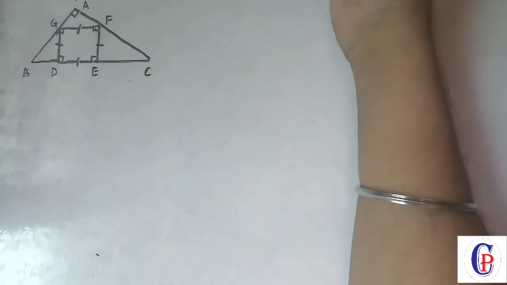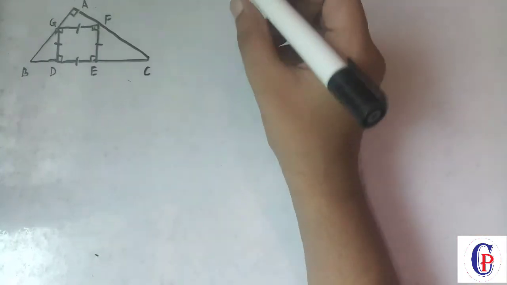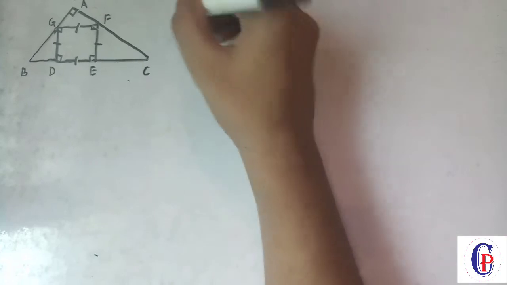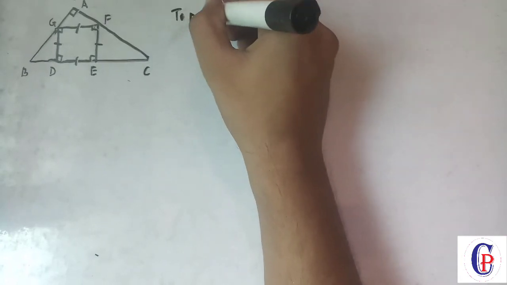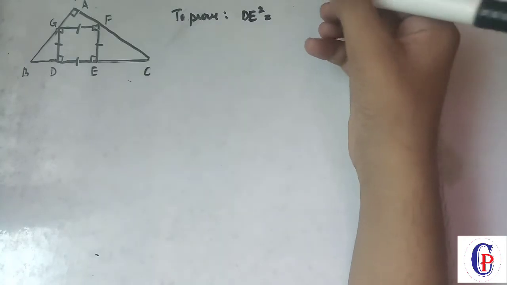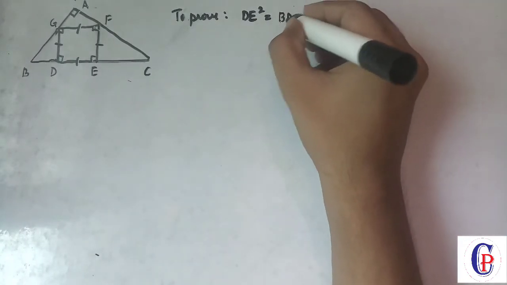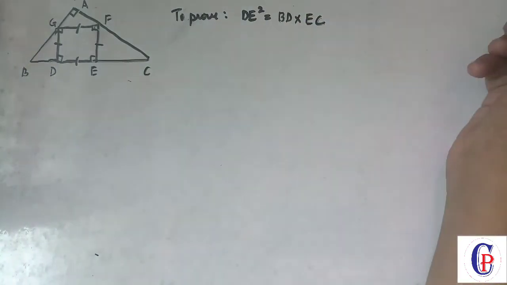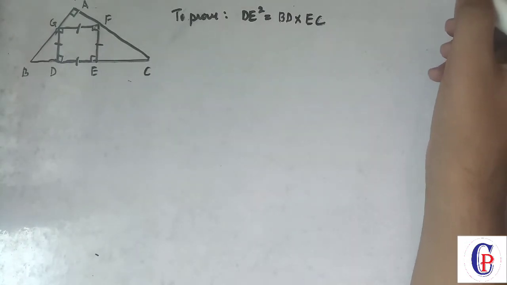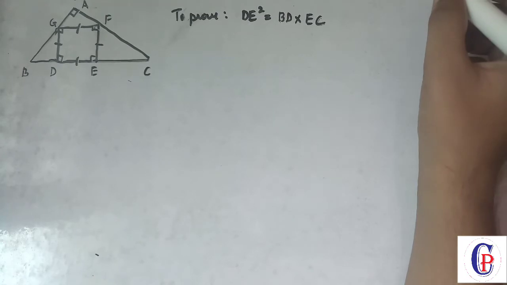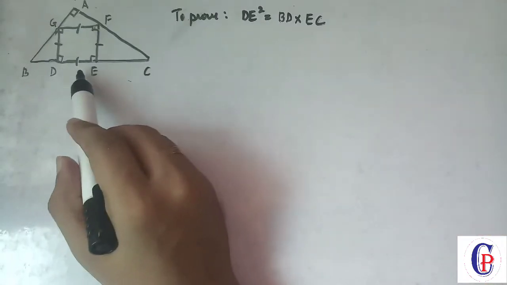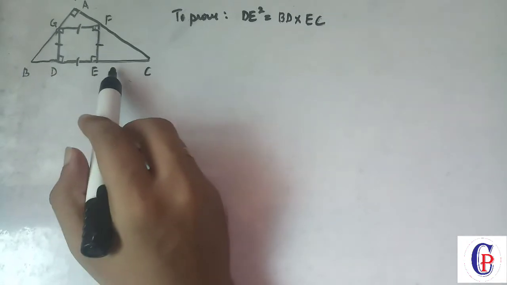And we have to prove that, or we can write here, to prove: it is given to us that we have to prove DE square is equal to BD into AC. DE square is equal to BD into AC. This is our proof. Now let us see where is DE. So you can say DE is here, and BD is here, and AC is here.